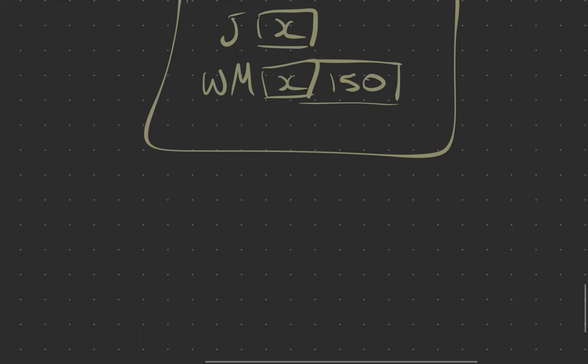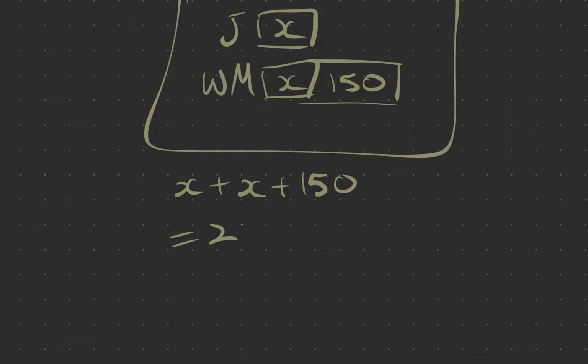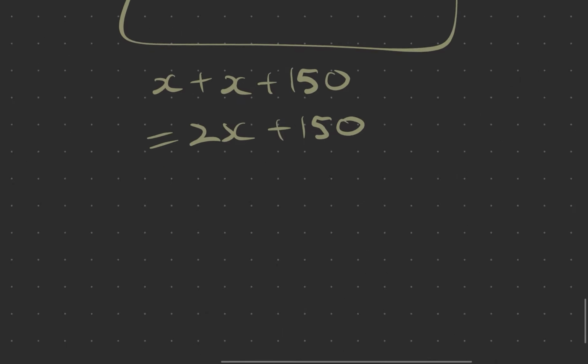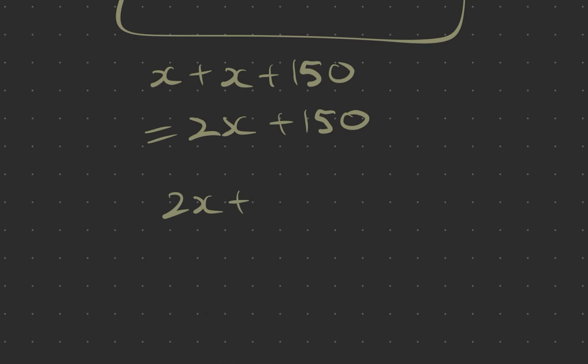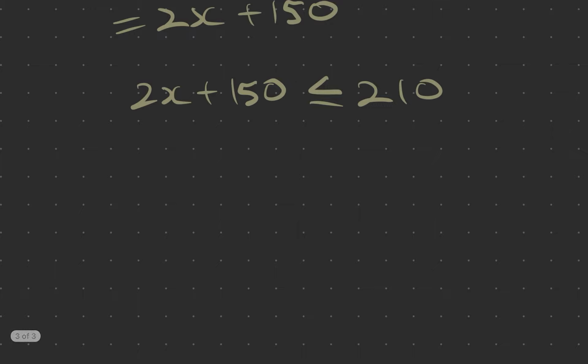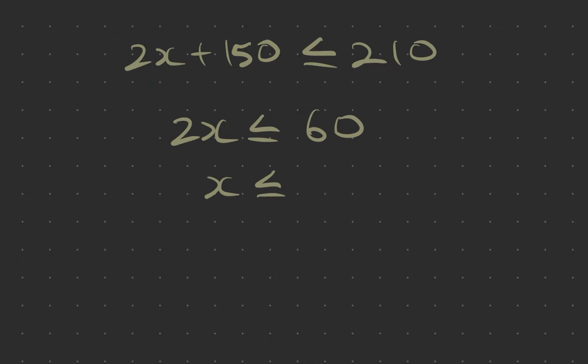So together, when we add them together, it is just Joyce's price plus Wei Ming's price, which will give us 2x plus 150. And we know that the gift costs no more than 210. So this amount will be lesser than or equal to 210. Now to find how much Wei Ming has to pay, we just have to find x first. We minus 150 on both sides, which gives us 2x is lesser than or equal to 60. Then we divide by 2. x will be lesser than or equal to 30.